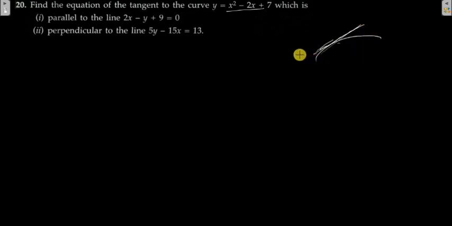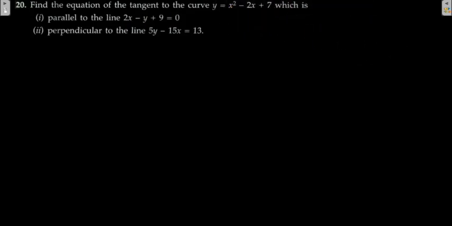Now, as per the question, this tangent is parallel to this line. Let's say that 2x minus y plus 9 equals to 0 represents this line. So this line and this line are parallel. Now you know that two lines will be parallel only if their slopes are same. That means, to find the slope of the tangent, we'll find the slope of this line, and whatever is the slope of this line, that will be the slope of the tangent. I hope the concept is clear.